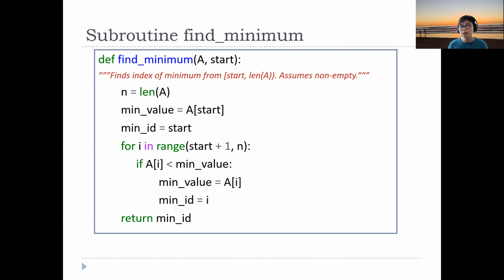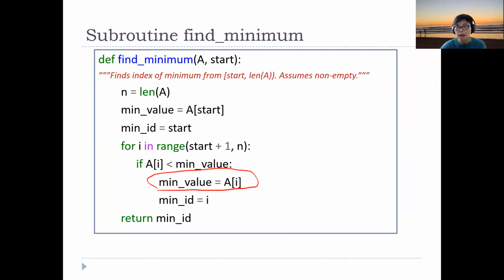And finding the minimum, we are very familiar with it now. At the beginning of the class, we also talked about finding the maximum. This is just a symmetric version. All you need to do is go through every element one by one and always maintain the smallest one. You use min value to maintain the smallest one you've seen so far. So that's this procedure.